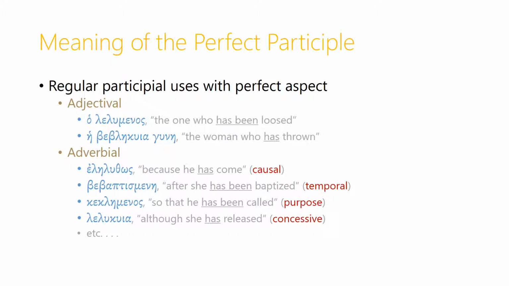So, elelythos from erchomai could mean because he has come. Bebaptismene, if it's temporal, could mean after she has been baptized. Keklemenos, if it's purposive, could mean so that he has been called. Lelykuia, if it's concessive, could mean although she has released. And something similar could be put together for any of the different kinds of adverbial participles that we've learned before.